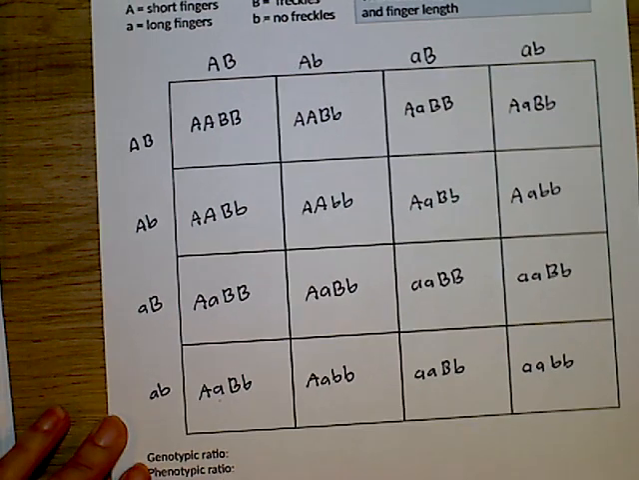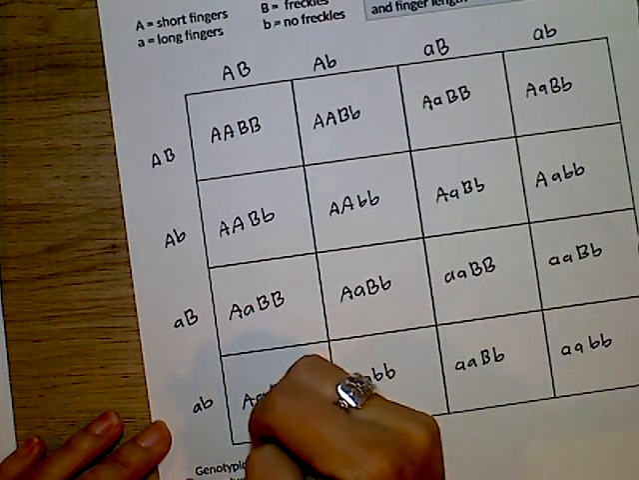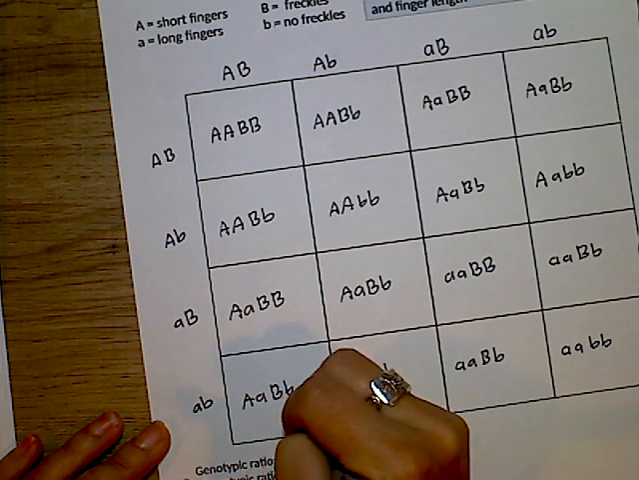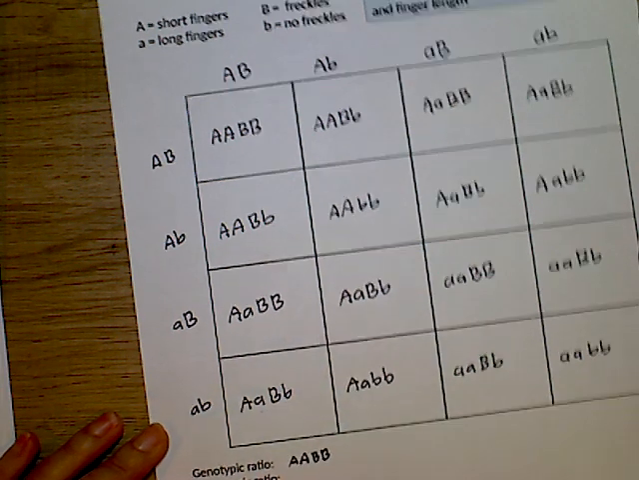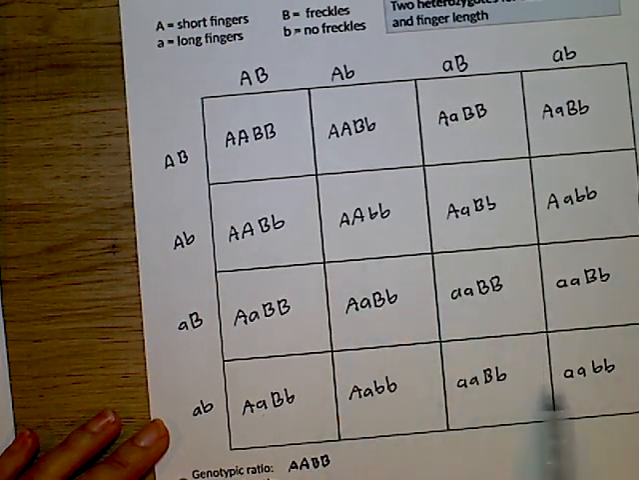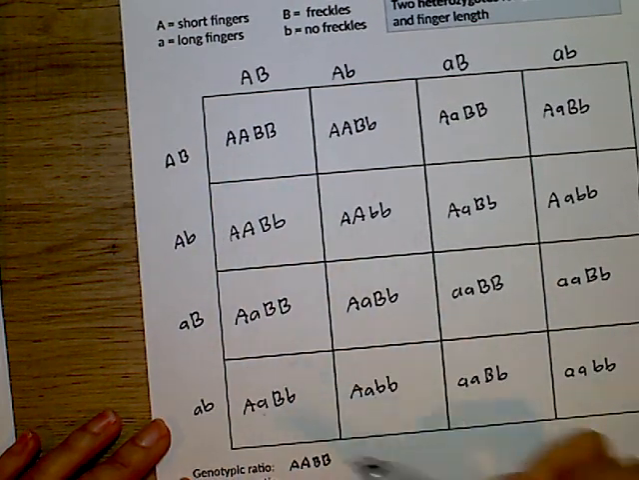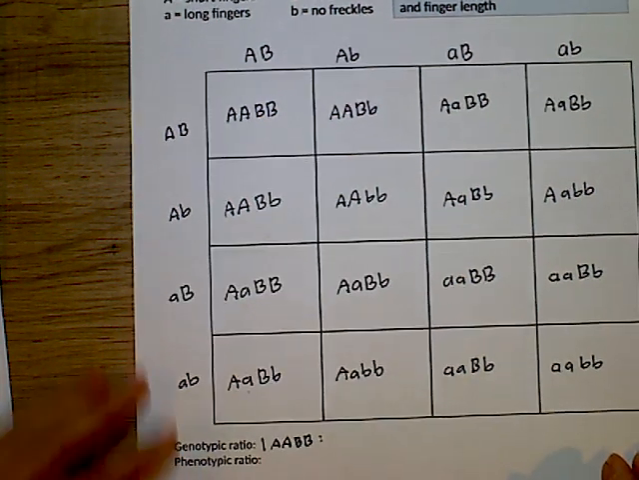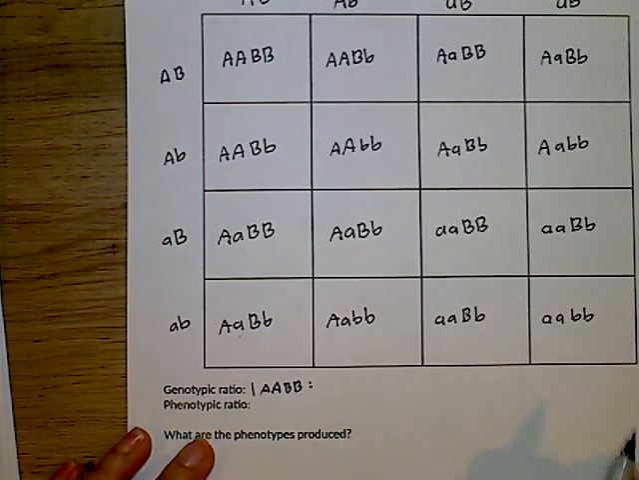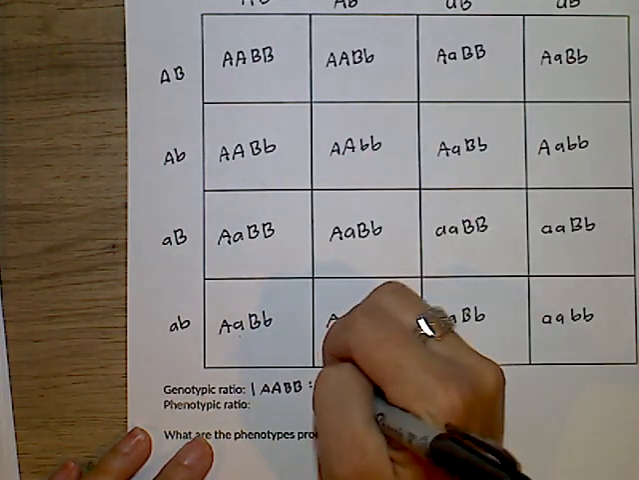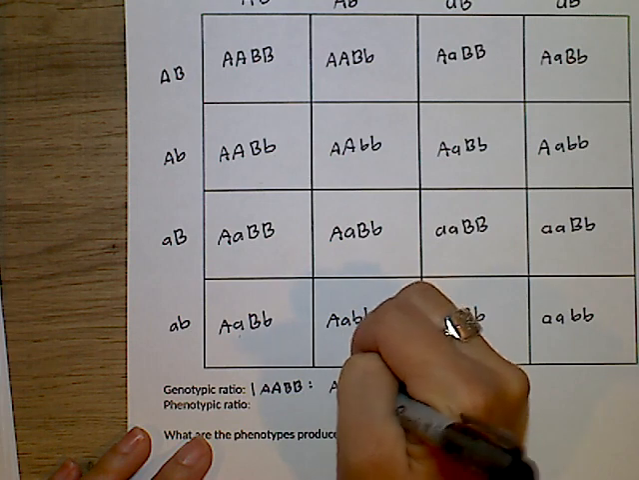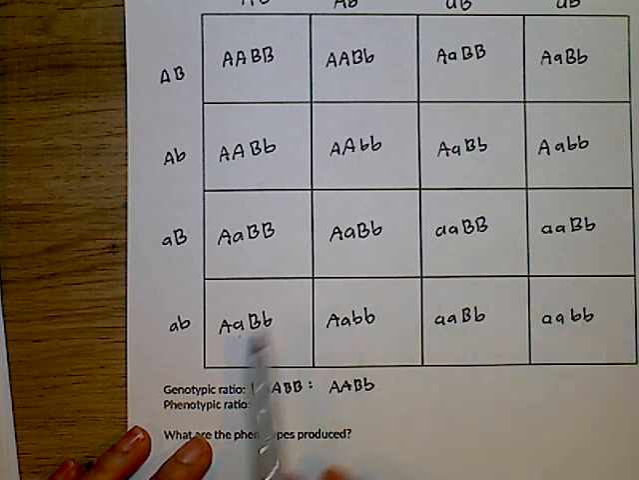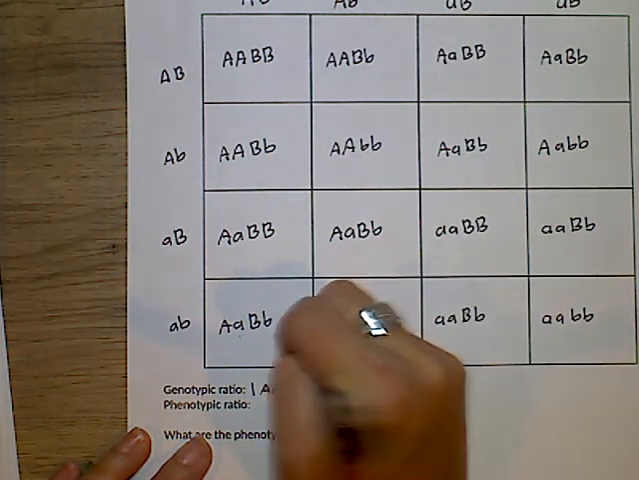Okay, so it asks us our genotypic ratio. I'm actually going to write out the genotypes. One possibility I see is big A, big B, big B. So let's see how many of those we have here. Just one. Another one I see is big A, big B, little b. And we have one, two, just two of those.